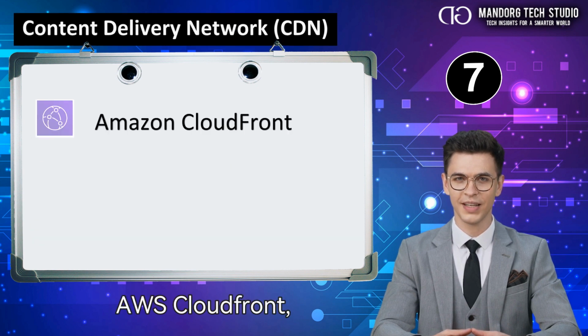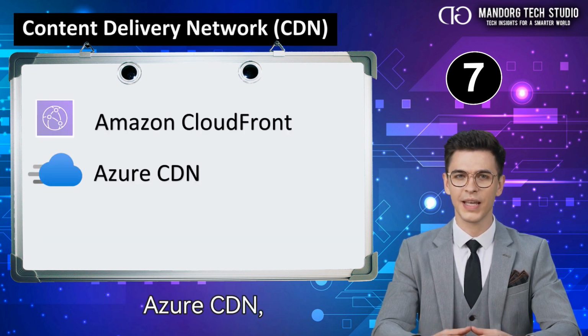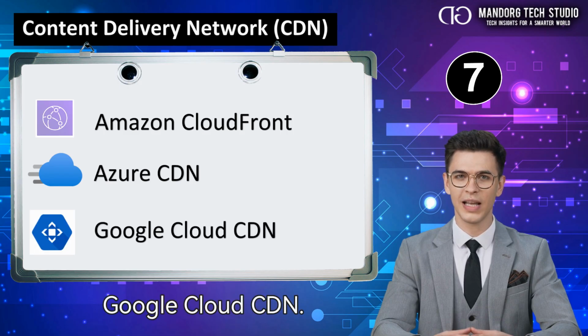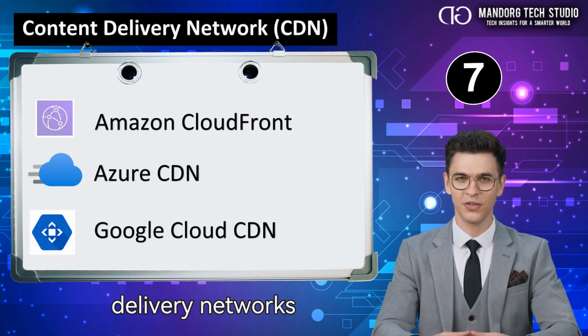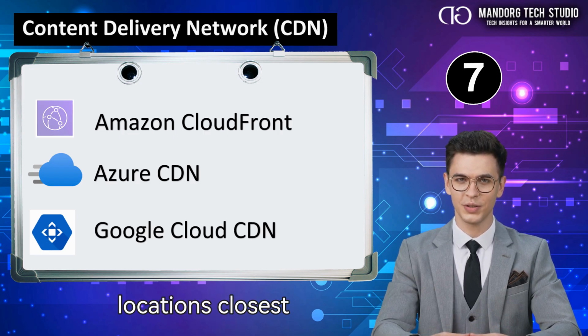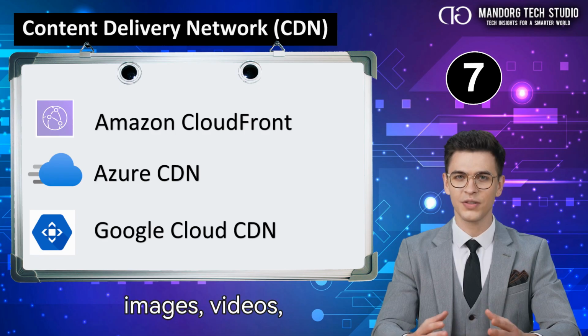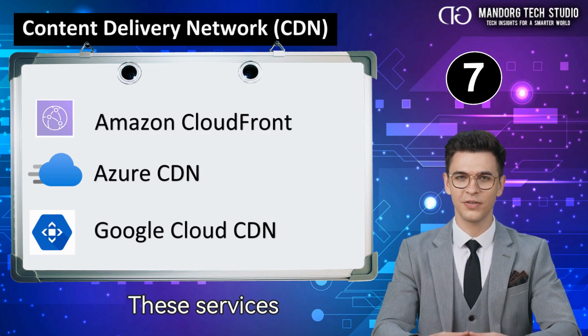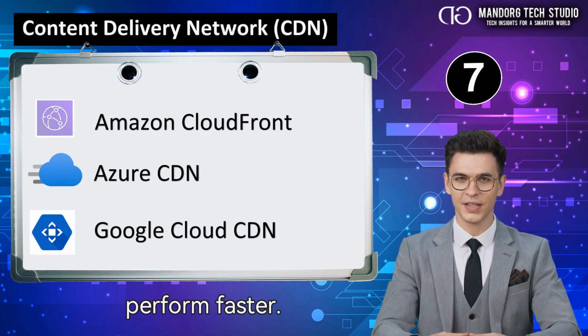7. AWS CloudFront, Azure CDN, Google Cloud CDN. These content delivery networks ensure your users get fast, reliable access to content by caching it in locations closest to them. Whether it's images, videos, or files, these services make your applications perform faster.